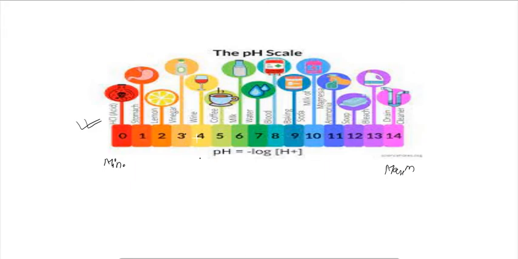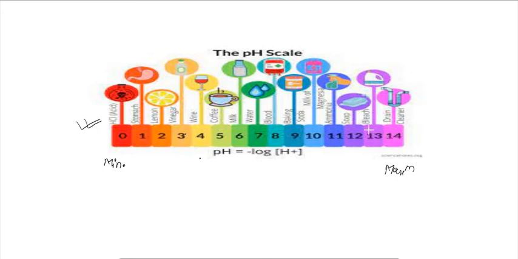Wine has a pH value of 4. Coffee has a pH value of 5. Milk has a pH value of 6. Water has a pH value of 7. Similarly, going from right to left, from maximum to minimum, the drain cleaners we use have the highest pH value, that is 14.